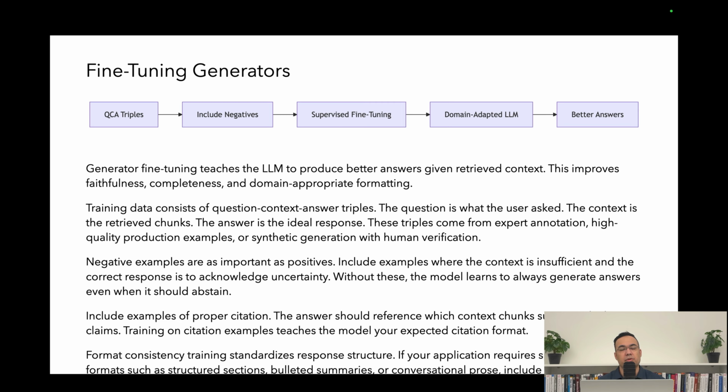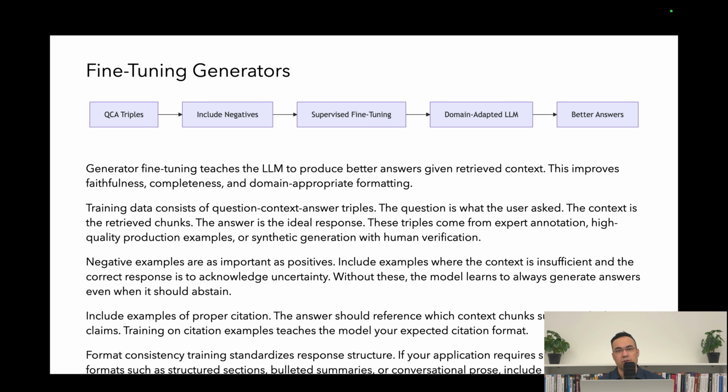Refusal training teaches when not to answer. Provide examples for out-of-scope questions about appropriate refusal approaches. The training typically uses supervised fine-tuning on the curated dataset. For stronger alignment, preference tuning methods can further improve the response quality.